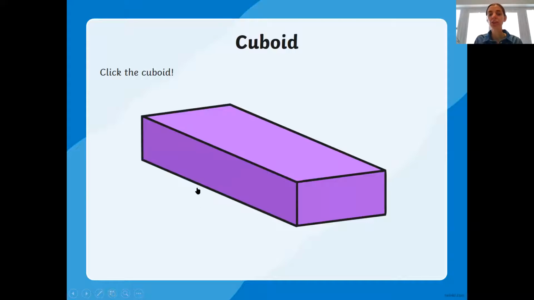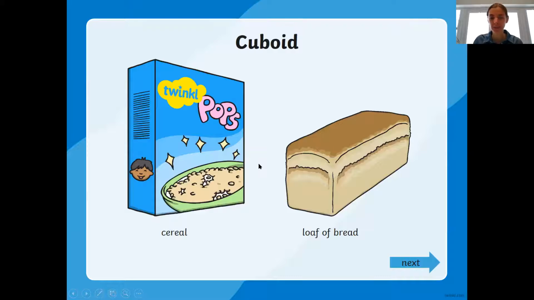Do you know this shape? This is called a cuboid. Should we say that together? A cuboid. Brilliant. And here's some examples of some cuboids. Your cereals. Do you have cereals in the morning? Those boxes are cuboid shapes. A loaf of bread is a cuboid shape.